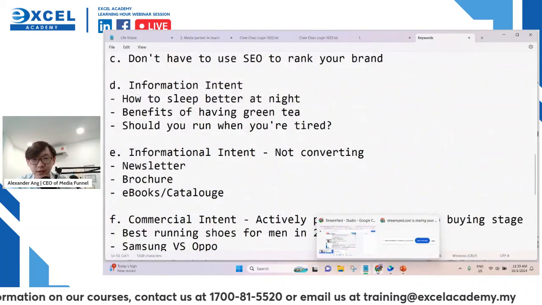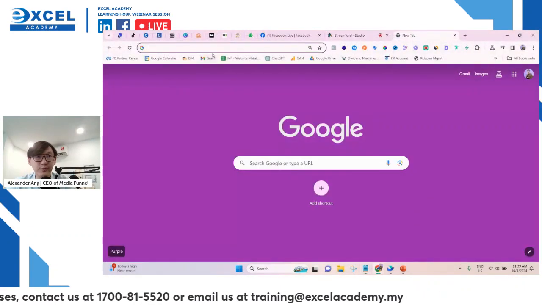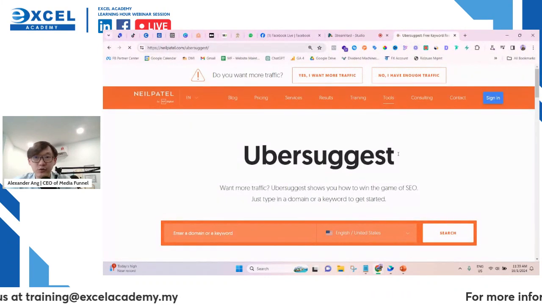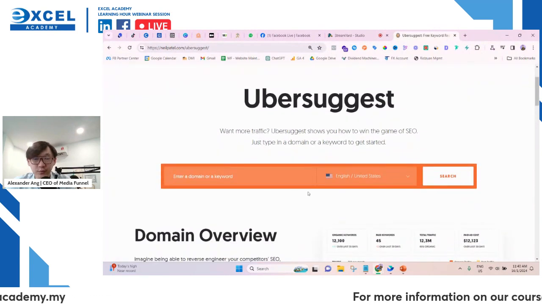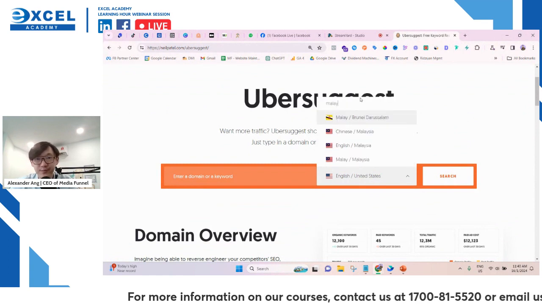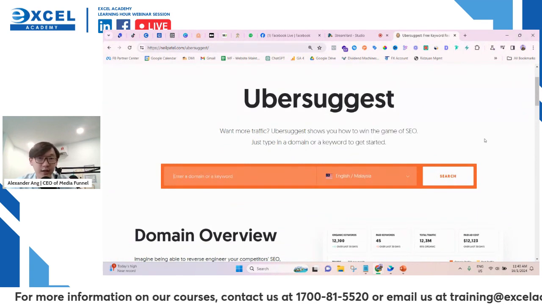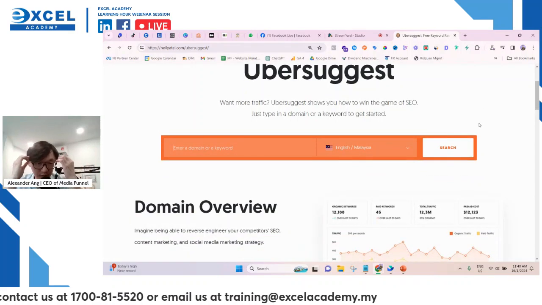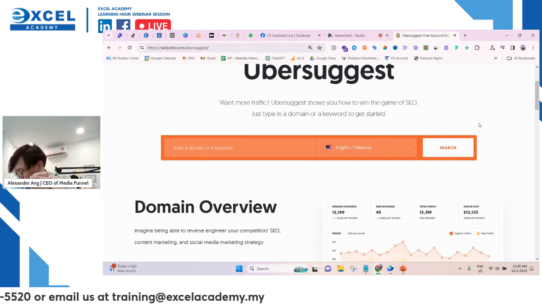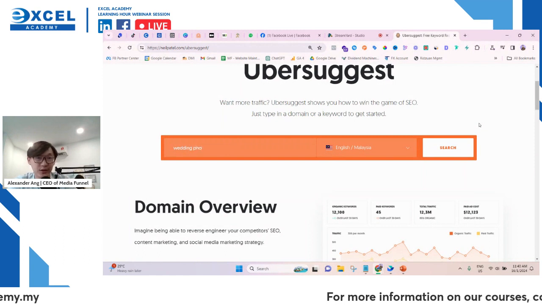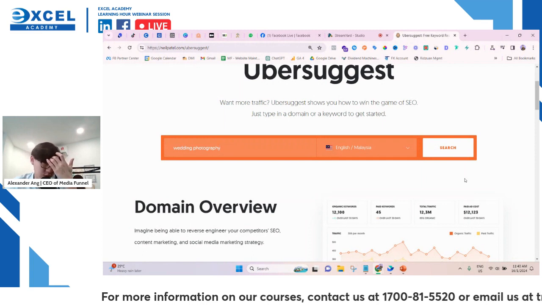Let me share with you the tool that we will use. It's called Ubersuggest. I'm going to show you how it looks. It's free. So for example, you just choose a country, let's say Malaysia, English, and I want to type a domain keyword on a certain thing. Say if I were to sell photography services, wedding photography. Let's take a look at the keyword search.